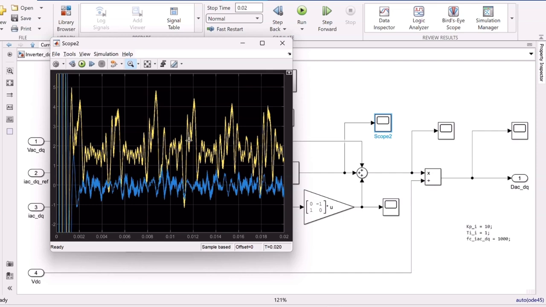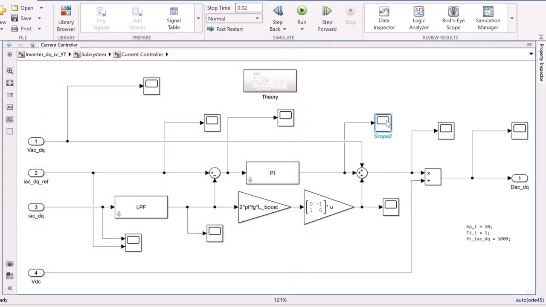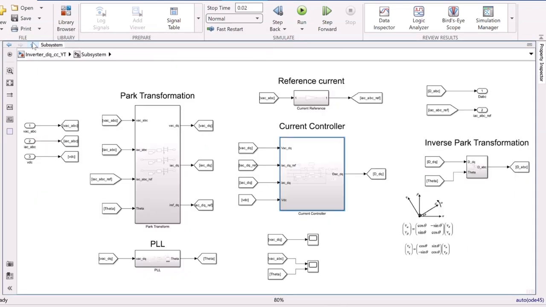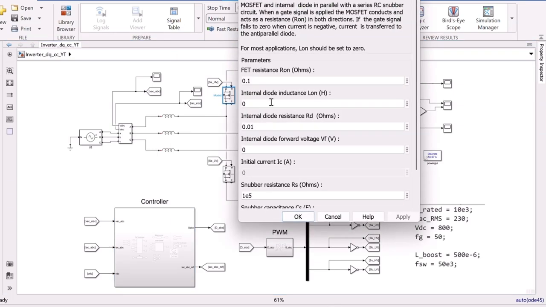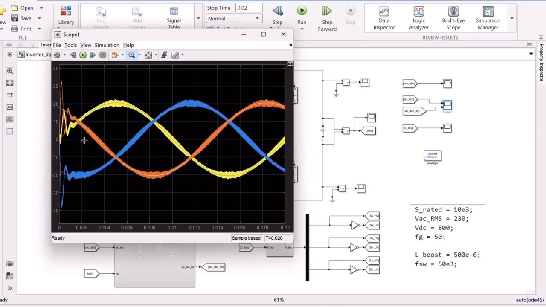But you can see that we're missing something in the controller here, in the feed forward. And the reason why the D coordinate is not 0 is because we've not included everything here. So you can see that there is a resistance inside the MOSFETs, so it's 100 milliohms, and we did not include that. But the controller is still pretty good, as you can see. It controls the current towards the reference.